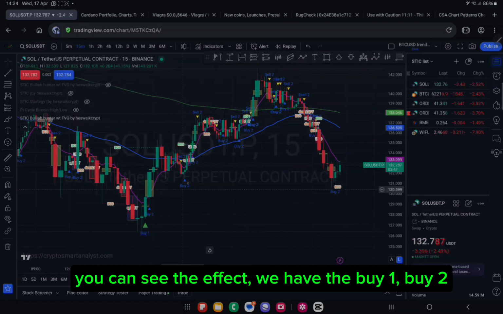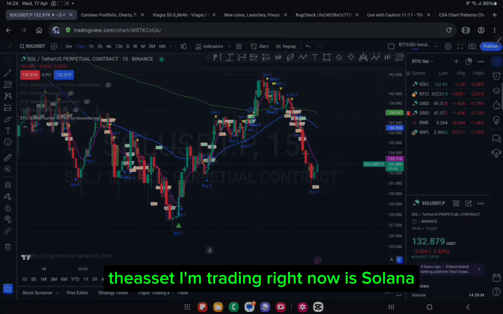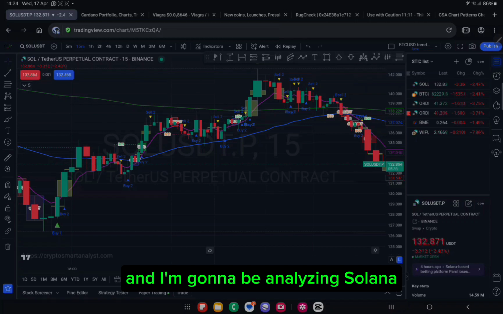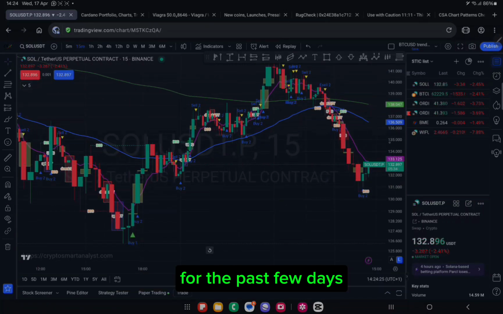You can see the effect. We have the buy one, buy two. We have the entry and exit signals. The asset I'm trading right now is Solana, and I'm going to be analyzing Solana and how I've been using it to trade Solana for the past few days.